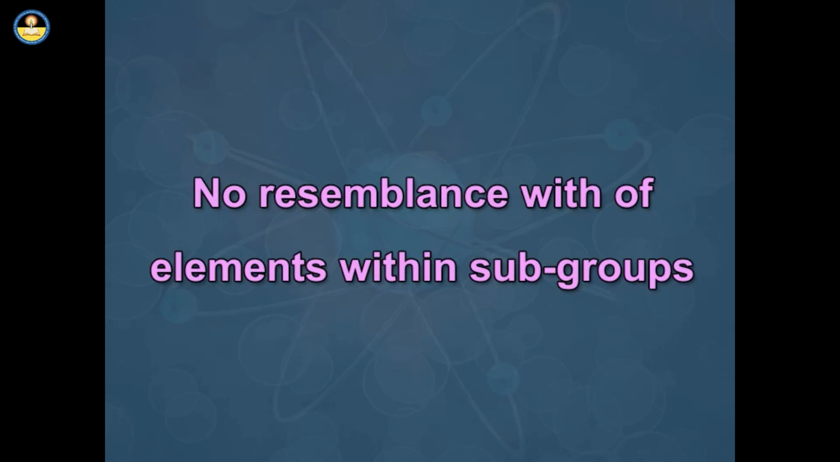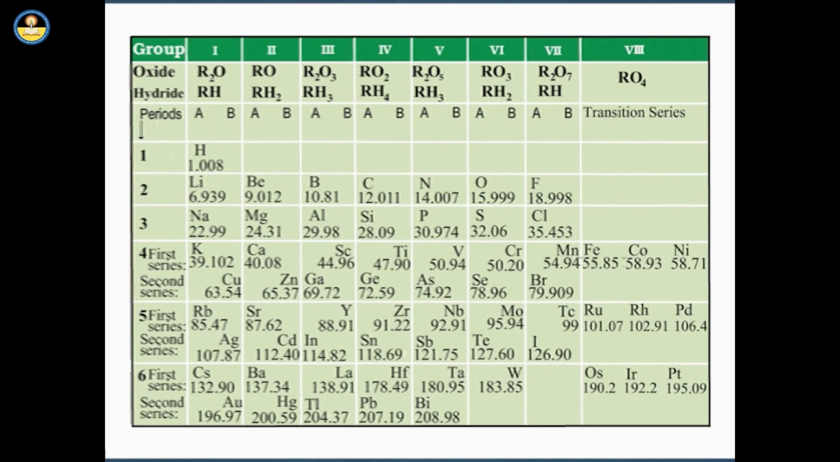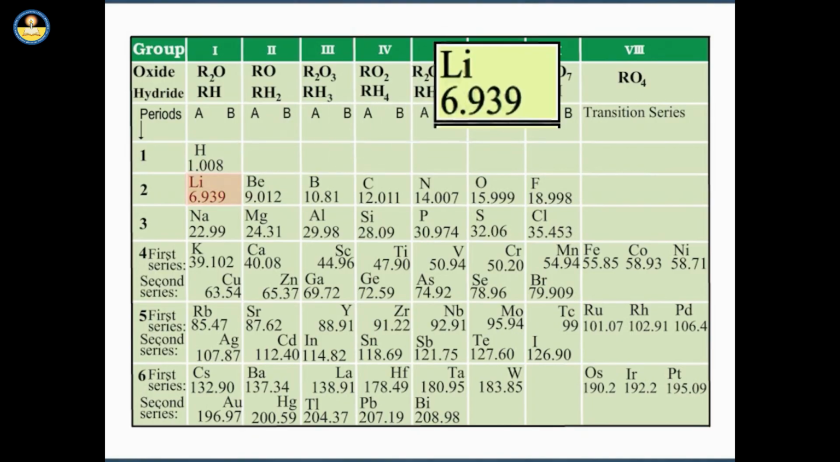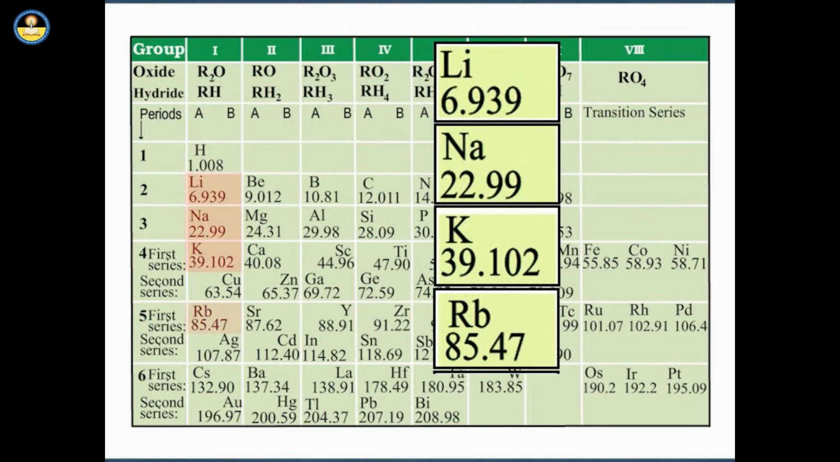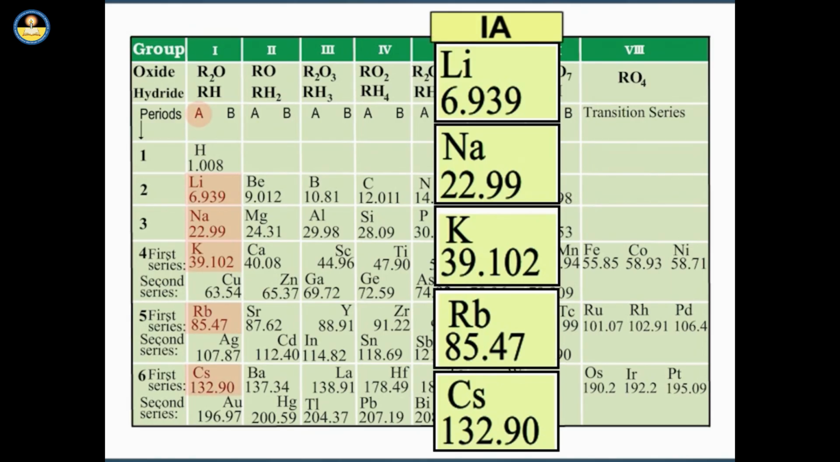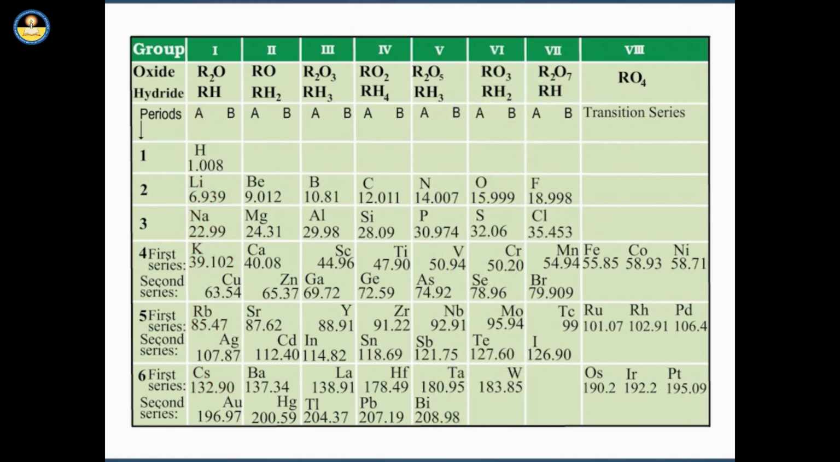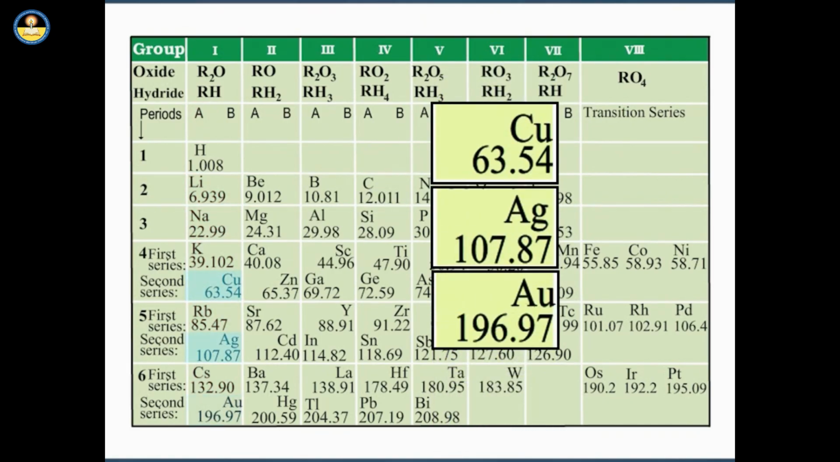No resemblance with elements within subgroups. In the Mendeleev's periodic table, elements placed in a group have similar chemical properties. But there is no similarity in properties of elements in the two subgroups in a particular group. For example, lithium, sodium, potassium, rubidium and cesium present in group 1A are quite different from the coinage metals such as copper, silver and gold present in group 1B.